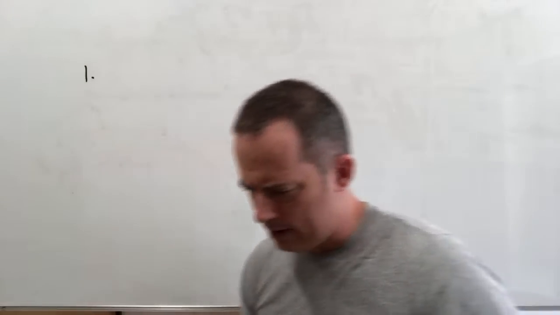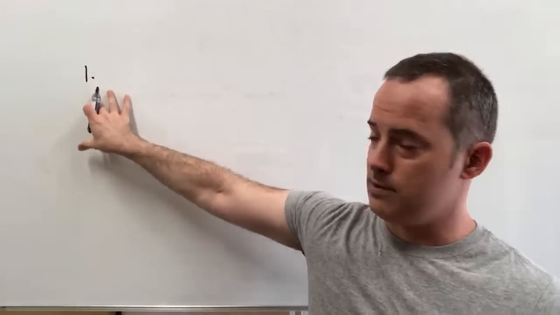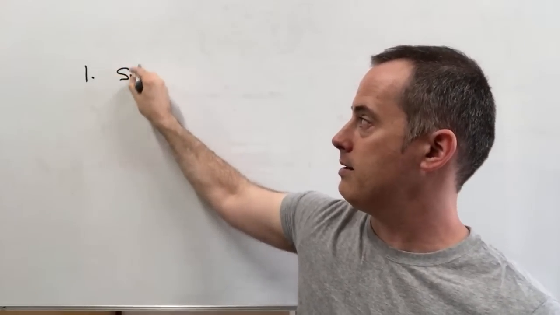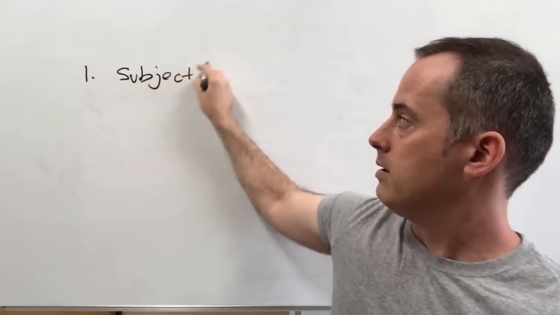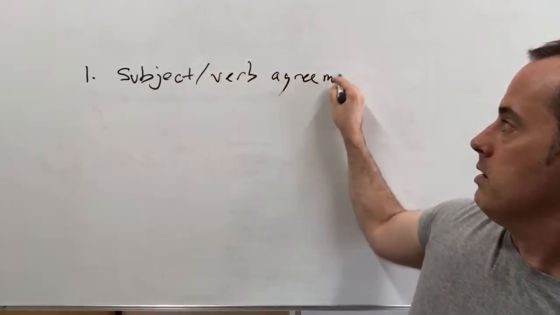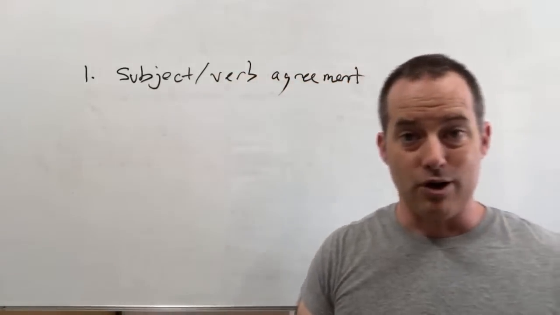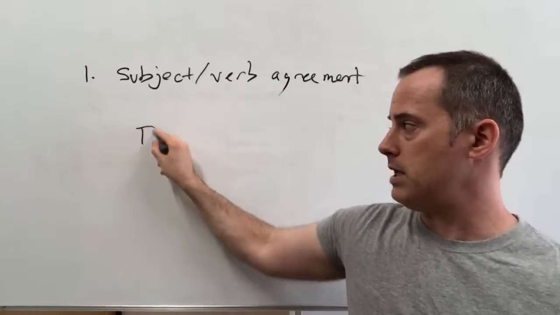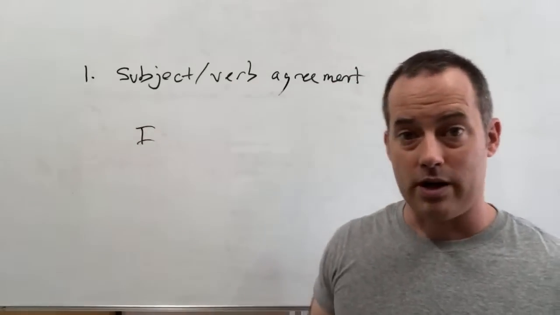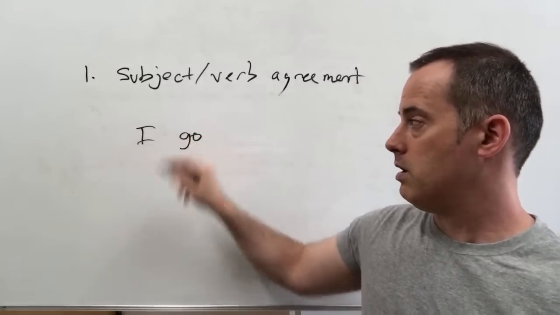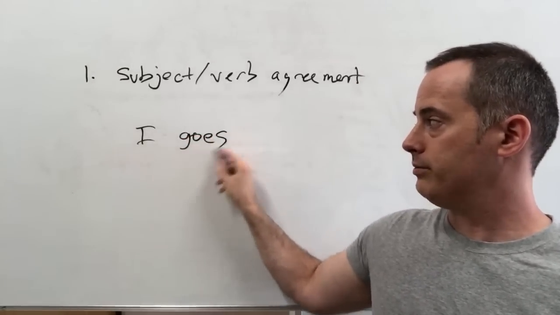All right. So the first thing, what did I want to talk about first? This might seem like a very basic or simple thing. And this is just subject-verb agreement, subject-verb agreement, all right? So very basically, this just means you're connecting who you're talking about with what's going on, all right? So I go, we don't say I goes, okay?